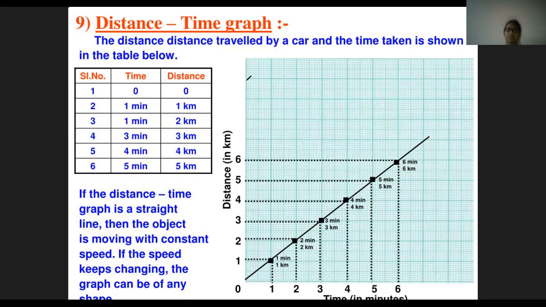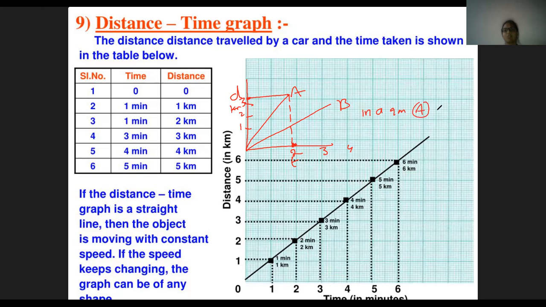Sometimes in a CBSE question they give car A like this and car B like this, and ask who is fast and who is slow. To understand this type of question, this is the distance and the time. Just draw one line perpendicular to the time axis. Let us take 2 minutes, 3 minutes, 4 minutes. At 2 minutes, car A travels a distance of, let us take distance 1, 2, 3, 3 kilometers. Children, try to understand. In 2 minutes, car A travels 3 kilometers.